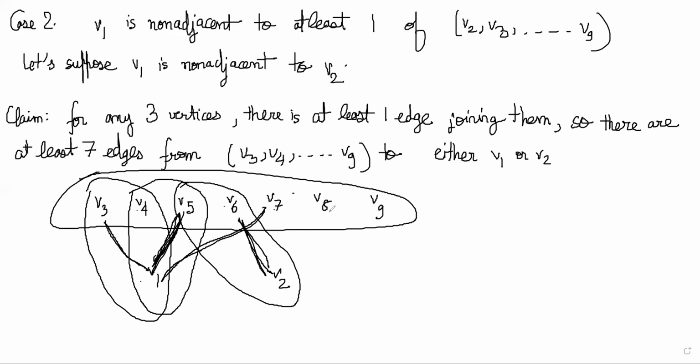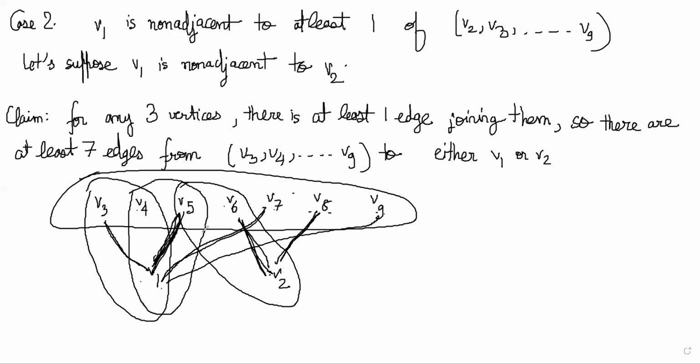Then V7, V8, V2. So V8 could be connected to V2. V9, V8, and V2 we have already covered. V9, V8, V1. So V1 must be connected to V9.